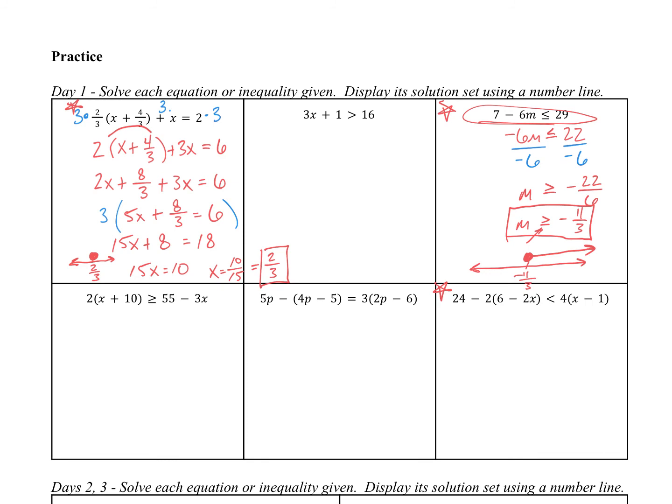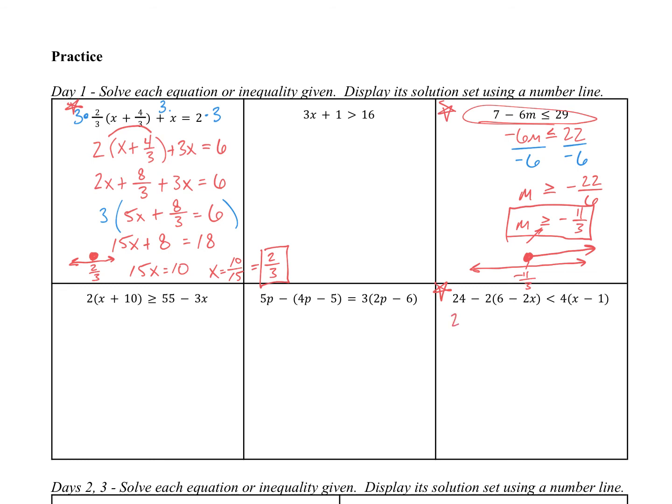And finally, let's take a look at the sixth example. So we've got 24 minus 2 times 6 minus 2x. Up to you if you want to distribute. This is maybe a situation where you would, because you've got also some parentheses on the right side. So maybe by distributing, that'll make this whole inequality look a little easier.